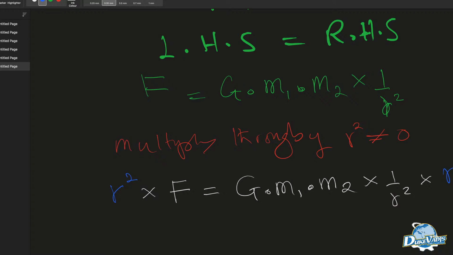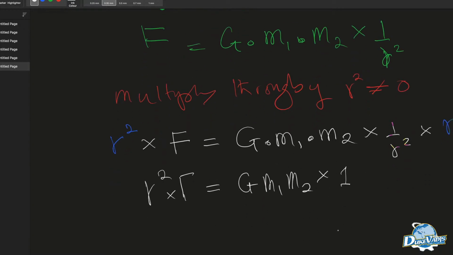Okay, so we can confidently say that the r squared will cancel r squared. This r squared will cancel this r squared. So it's going to be 1 times everything. As you can see, the r squared will multiply r squared. Let me emphasize again. Because of that, we are going to get the equation to be r squared of f, meaning it's multiplying f, giving us G m1 m2 times 1.